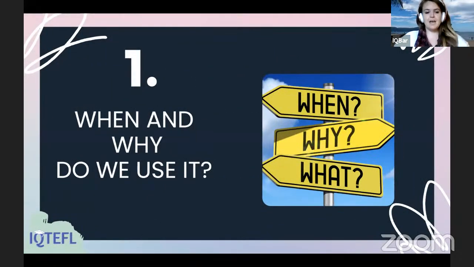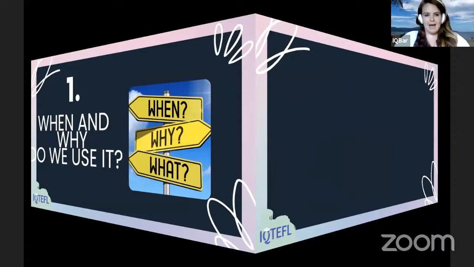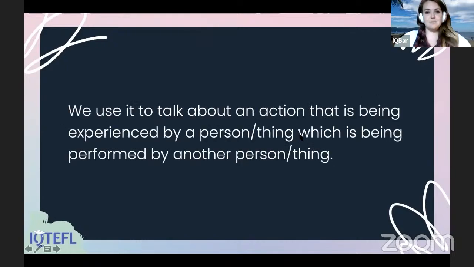So our first point is, when and why do we use the passive voice? We really use it to talk about an action that is being experienced by a person or a thing, which is being performed by another person or thing. Essentially, what this means is that we are showing interest in the person or the object that experiences the action, rather than the person or the object that performs the action. Basically, the most important thing in the sentence becomes the subject of that sentence.